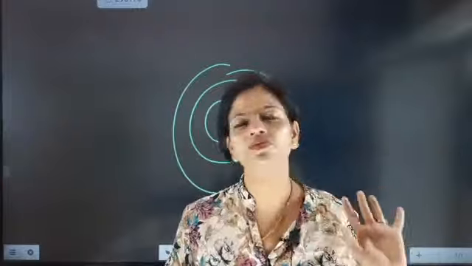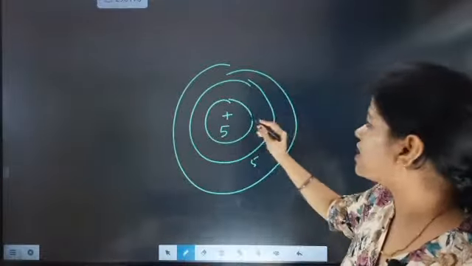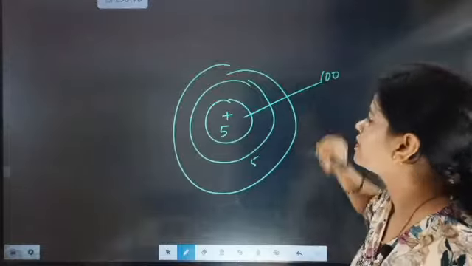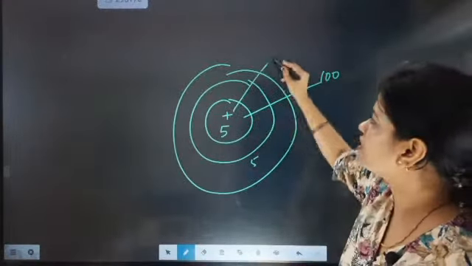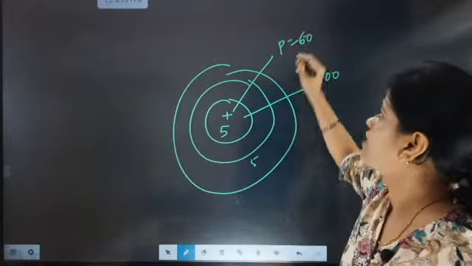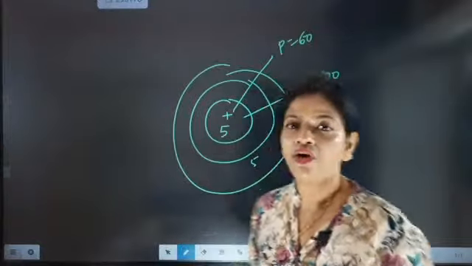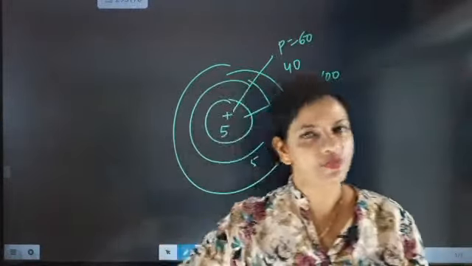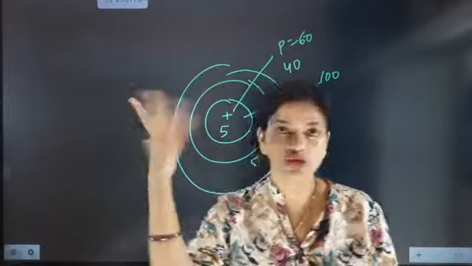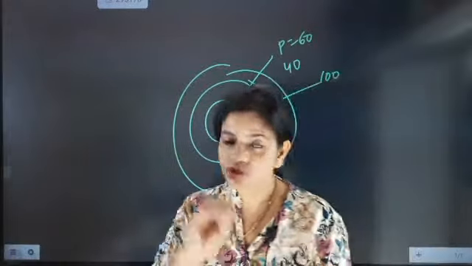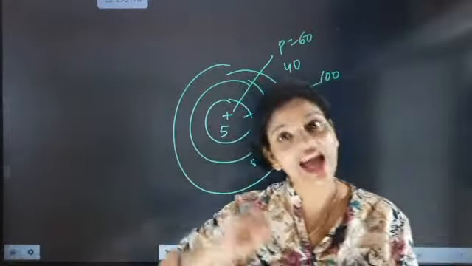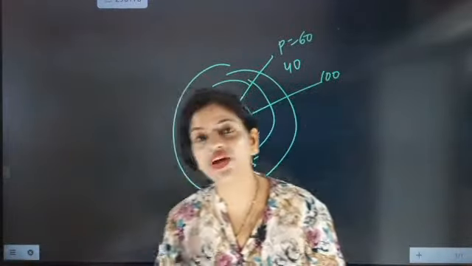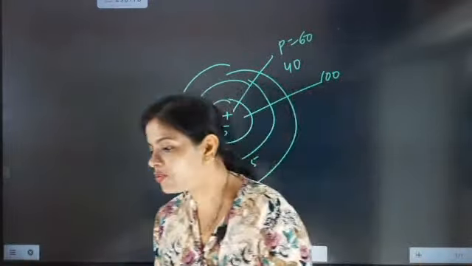But our problem still remains the same. The mass of the nucleus was 100, but the proton mass was only coming as 60. So still 40 is missing. It means something is present inside the nucleus which does not have any charge, but what does it have? It has mass. I hope you understood.